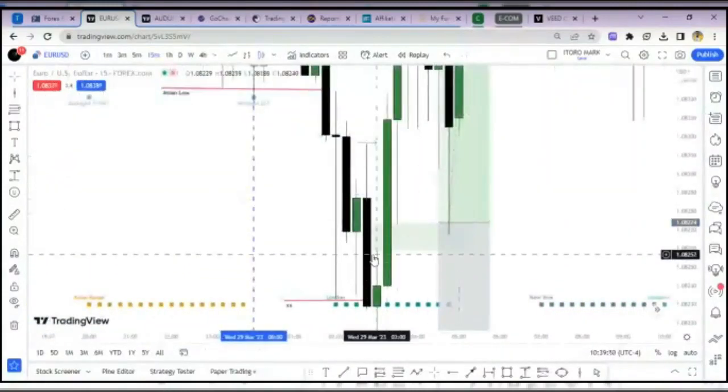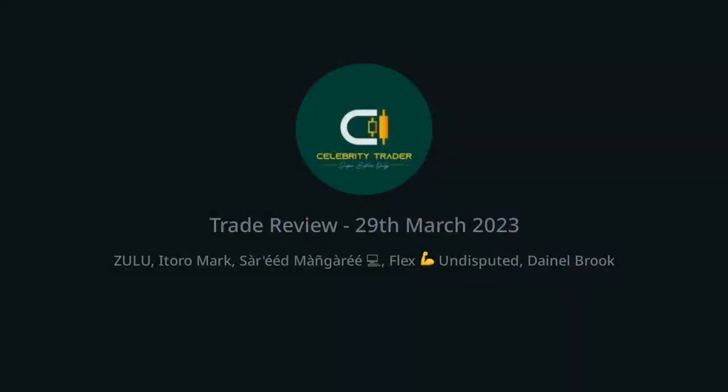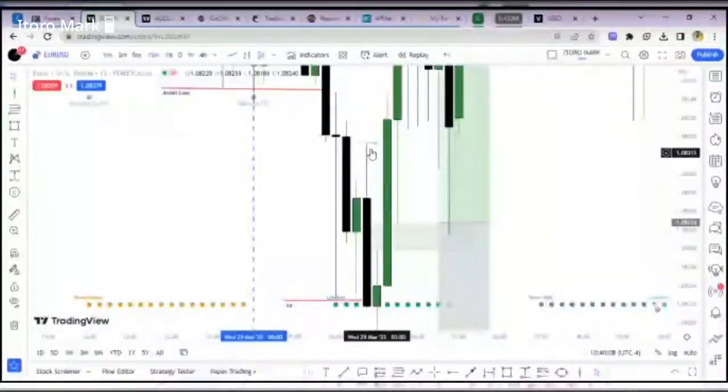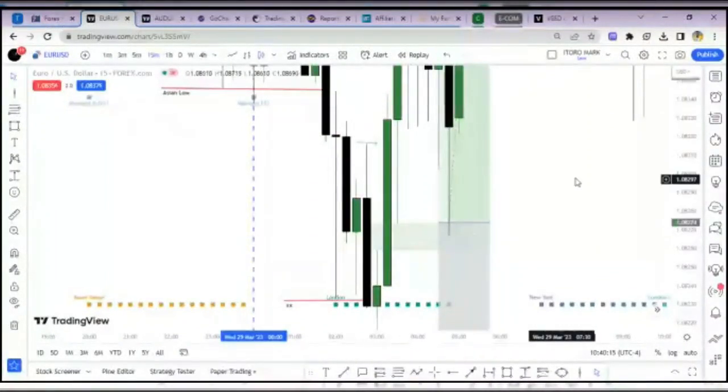Let me change this so it's much clearer. So the candlestick high and this candlestick low, the gap in between, that is the fair value gap. And what the price did, price left behind the fair value gap, breaking market structure here. And then price came back, wicked there, nice rejection there.